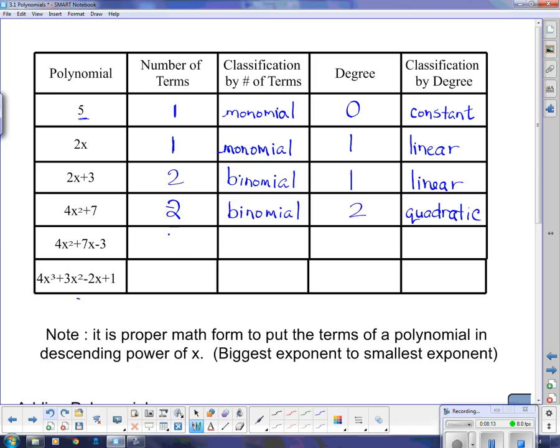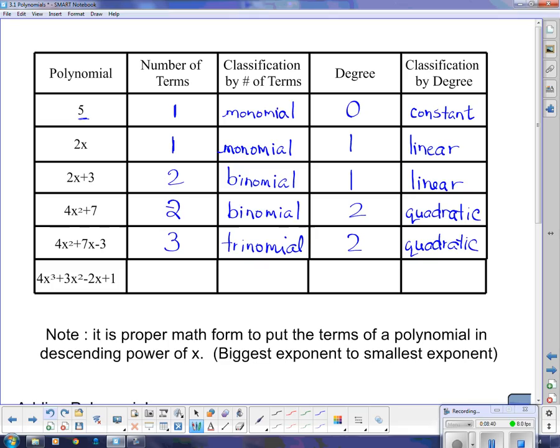Now, over here, I've got 3 terms, 1, 2, 3 terms, all separated by those pluses and minuses. So this is a 3-term polynomial, and that makes it a trinomial. And if you take a look, this is degree 2, degree 1, degree 0. It is still a degree 2 because we had to take the biggest one, remember? So it's degree 2, which means that it's quadratic.